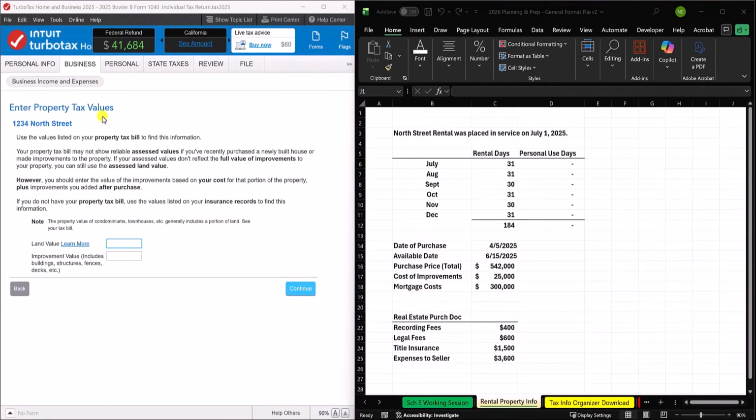Now let me just pause real quick and point out one thing. You may have noticed that the amount of federal refund showing right here has changed from the previous screen. And the reason for that has nothing to do with the rental property example that we are working on. When I first started recording this example, it turned out that the depreciation module within TurboTax for 2025 actually was not yet available. Intuit was still in the process of updating the software for 2025.